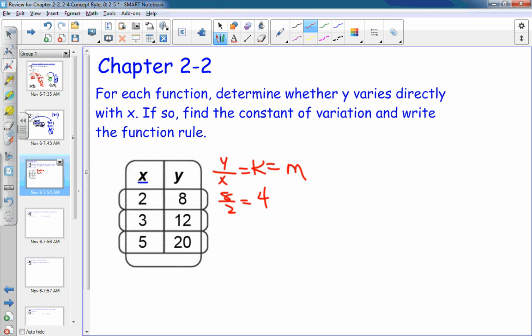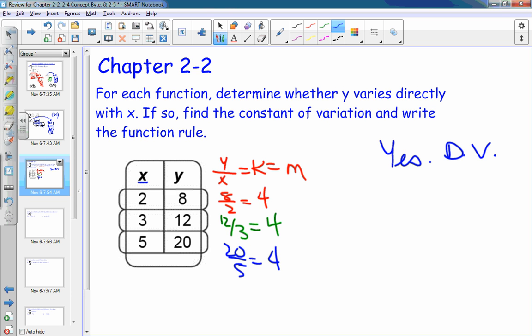If this is direct variation, then every one of those ordered pairs has to have exactly the same value, which is going to be what in this case? 4. So let's check. The next one gives me 12 divided by 3, which gives me 4. And the next one gives me 20 divided by 5, which is 4. Is this direct variation? Absolutely, this is direct variation.